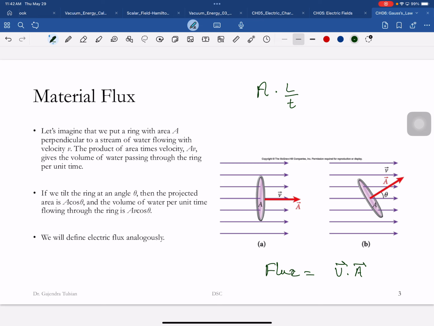Let's see if this works. Let's make the area vector point in this direction. The velocity vector is in this direction, and V dot A is 0 for this one, so the flux is 0. For this one, the area vector and velocity vector are parallel to each other, so the flux is just V times A. That's why we define it this way. Everybody understand that? So it works for both limits. So the flux is the volume of water flowing through that area.